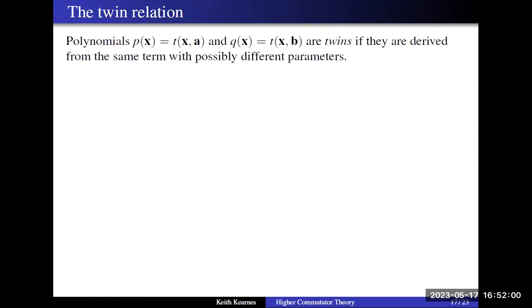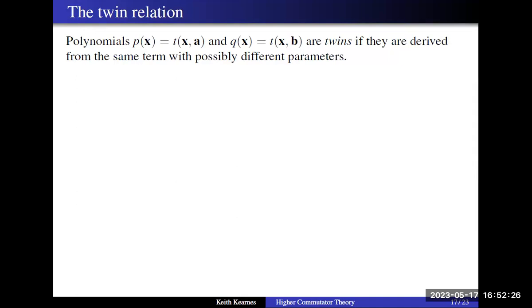So I take a word in the language, I put parameters in for some of the variables, A. I think of this as an operation in the remaining variables. Now, if I change the A's to B's, I will call these two operations twins. Okay, this is not my language. Emil Kiss introduced the term twins. It just means two polynomials built from the same term, but they differ in their set of parameters.